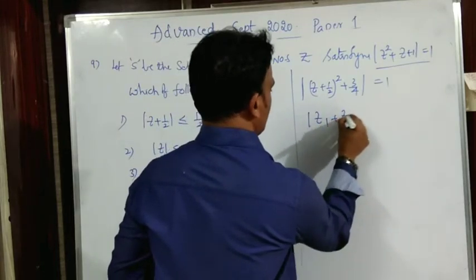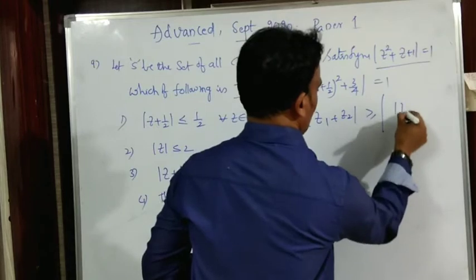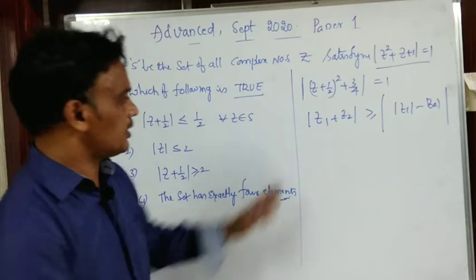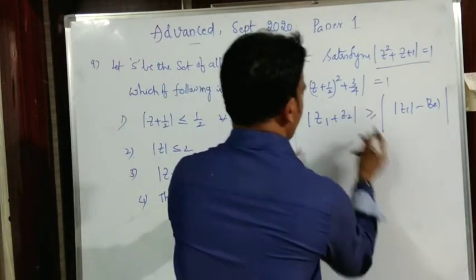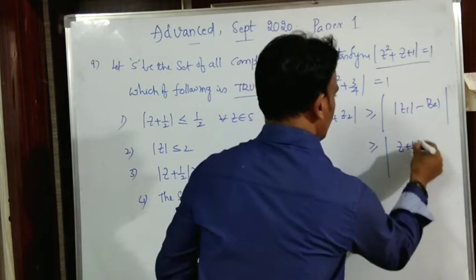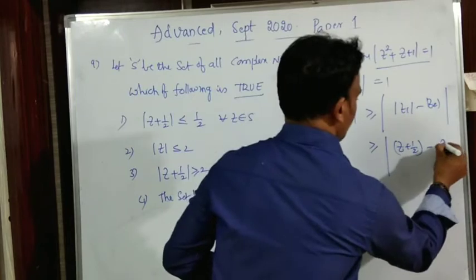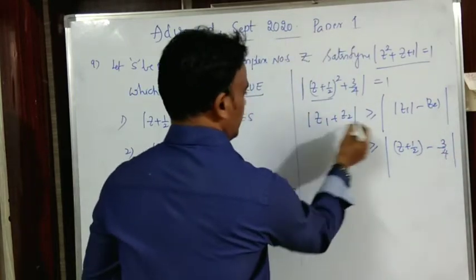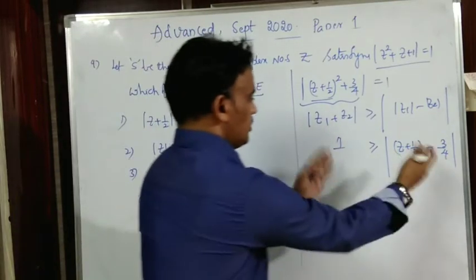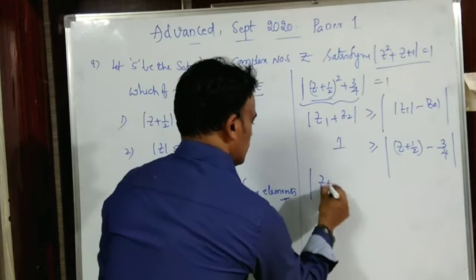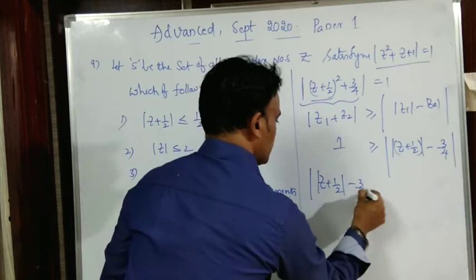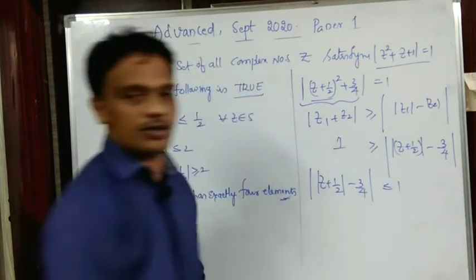Now I am going to use this: modulus of z1 plus z2 is greater than or equal to modulus of z1 minus modulus of z2. Is it right or not? Yes, by that property, this is greater than or equal to modulus of the first one, z plus 1 by 2, minus modulus of z2, which is 3 by 4, and this whole value is 1. The same thing I write like this: modulus of z plus 1 by 2 minus 3 by 4 is less than or equal to 1.